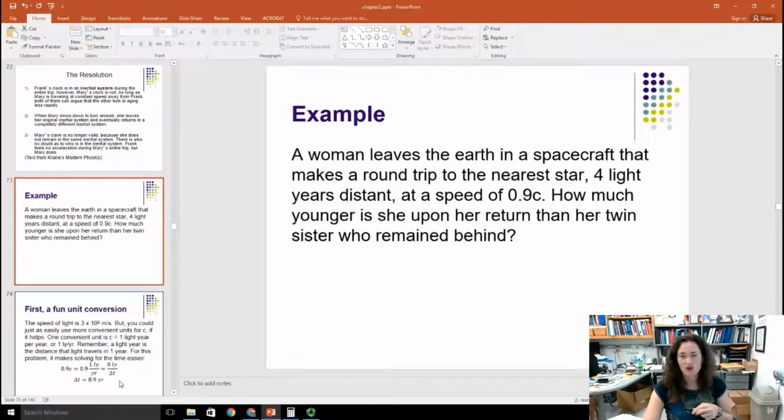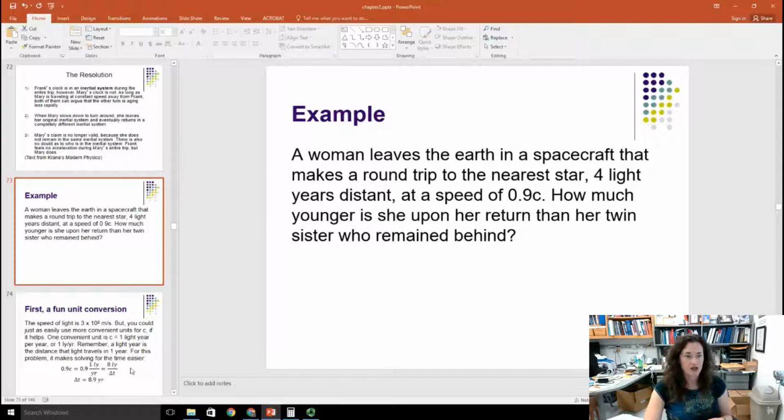Okay? Now, we don't have a time in this problem. We have 4 light years distance. Okay, so we have a distance, and we have a speed, 0.9 c. So we can use speed is equal to distance divided by time and solve for the time that we need to churn through this problem.